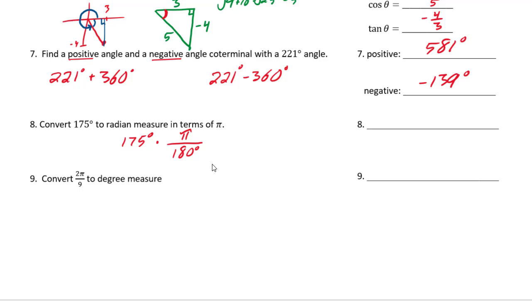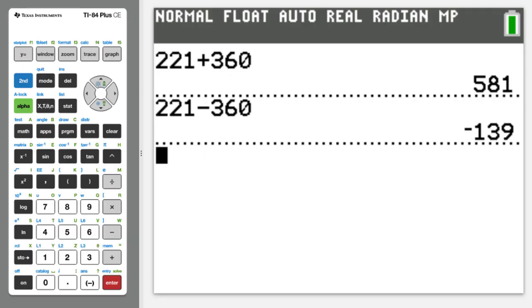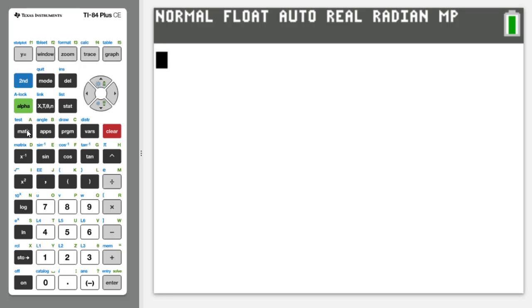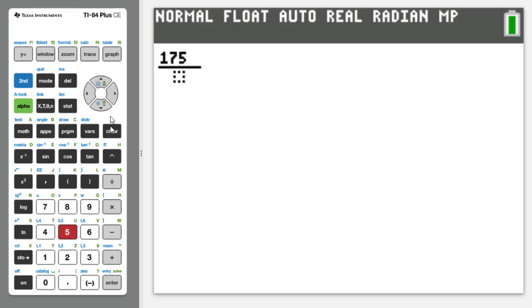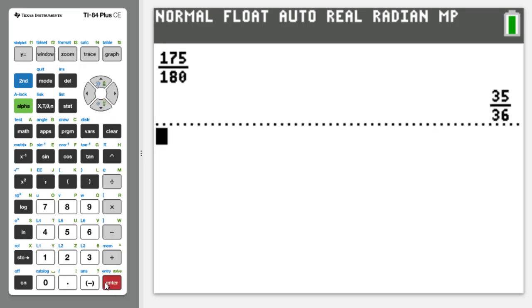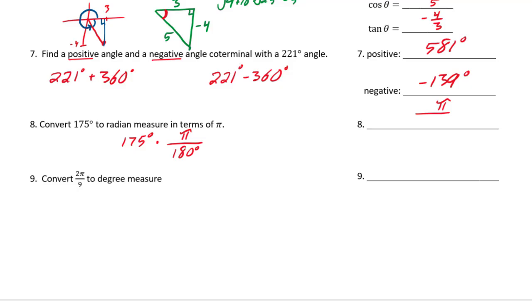And then from here we could let maybe our calculator just do the reducing for us. We know our answer is going to be something in terms of pi, so we could just set up the template that way. But also on the calculator, if I clear that out, bring up our fraction template. 175's on top, 180's on the bottom. Let it do the work, so I get 35 on top, 36 on the bottom. So it'd be 35 pi over 36.